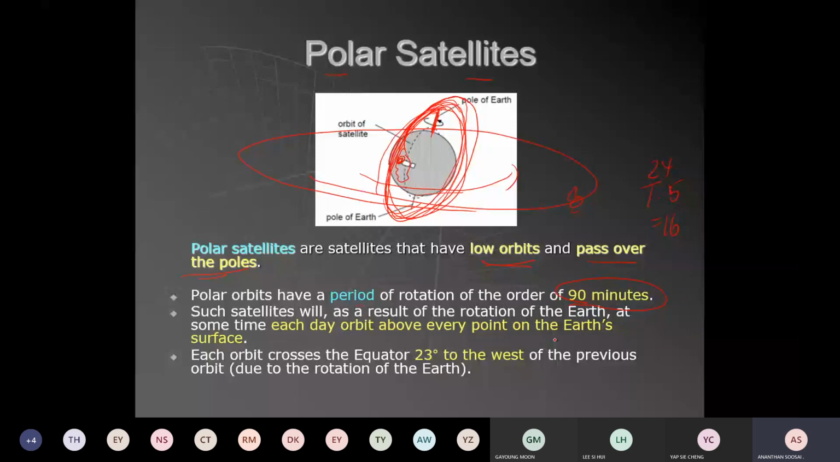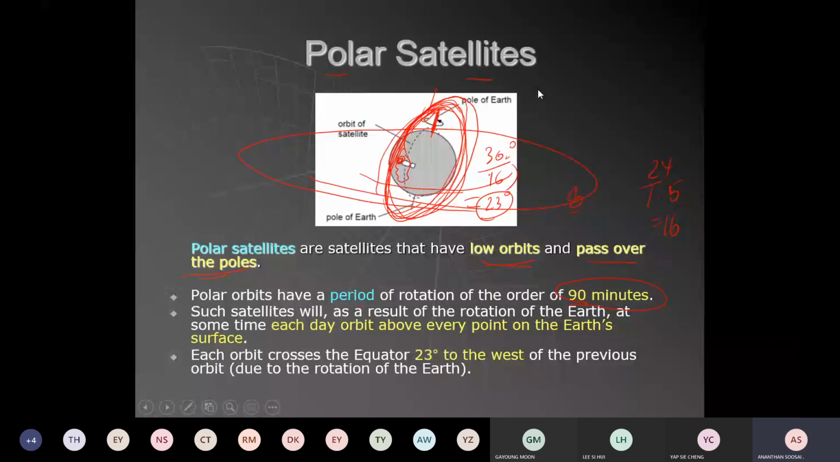Okay, each day it orbits about the surface of the Earth. The orbit crosses the equator 23 degrees to the west of the previous orbit. So yes, 23 degrees to the west. It goes to the west because we view from the top, it's 360 degrees, 16 rounds, 360 divided by 16, how much do you get? Around 23 degrees. So every round it comes back, the Earth has already rotated 23 degrees from the axis. So each orbit crosses the equator 23 degrees to the west due to the Earth's rotation.